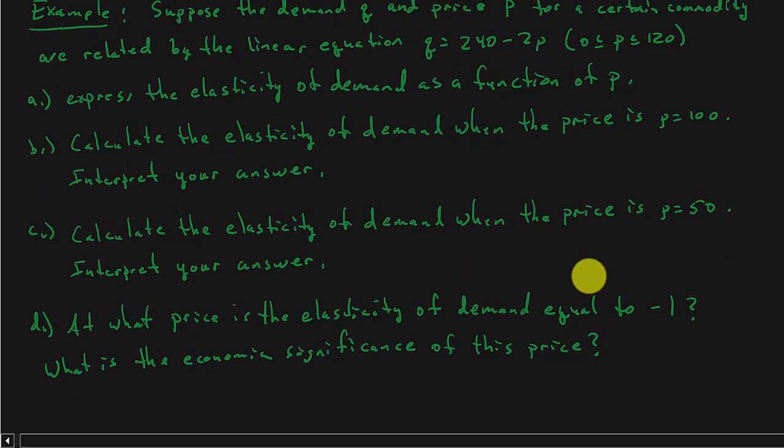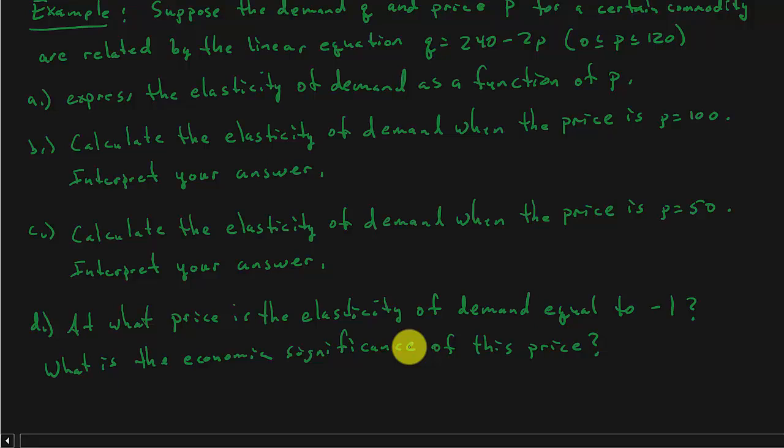A. Express the elasticity of demand as a function of P. Calculate the elasticity of demand when the price is 100. Interpret your answer. When it's 50, interpret your answer. And at what price is the elasticity of demand equal to -1? What is the economic significance of this price?